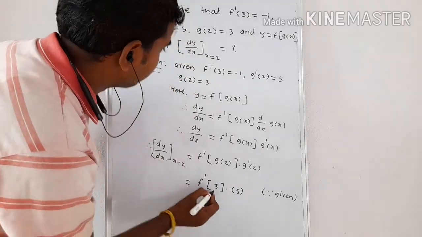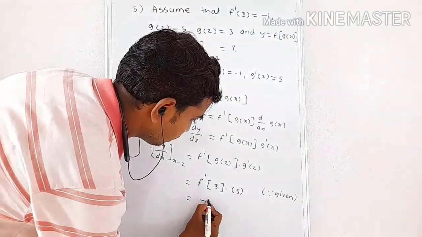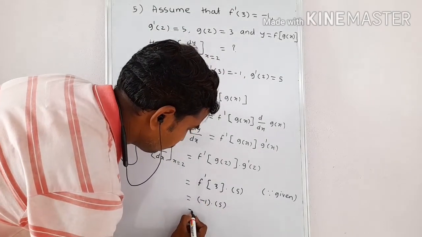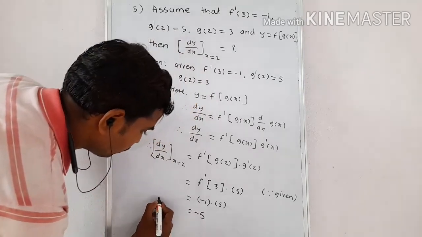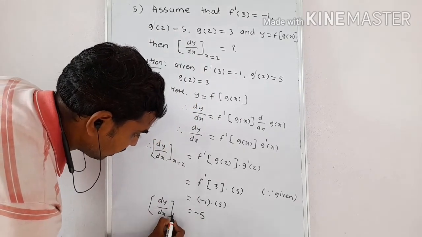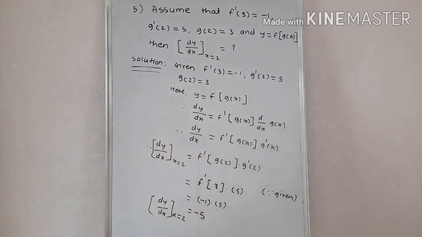Next, we have to calculate the value of f dash of 3. This is also given. f dash of 3 is -1, into 5. -1 into 5 is -5. Therefore, the required value of dy by dx at x equal to 2 is -5. This is our solution of the fifth example.